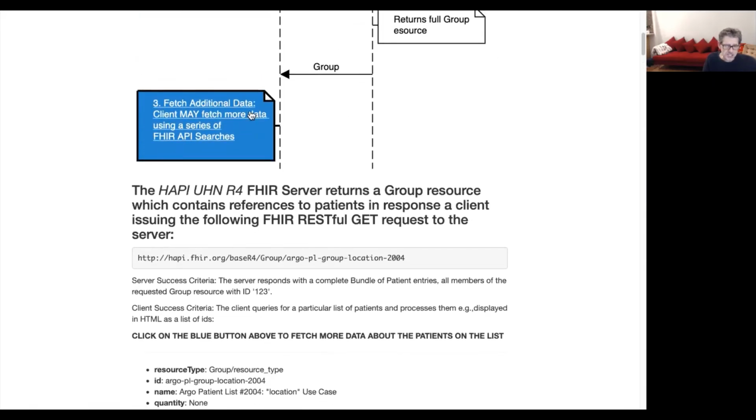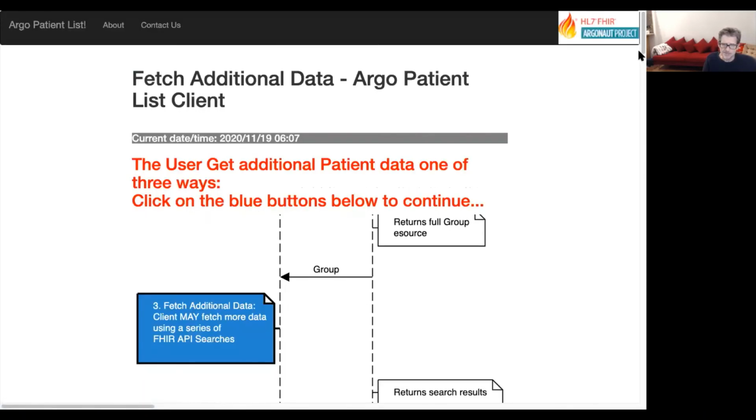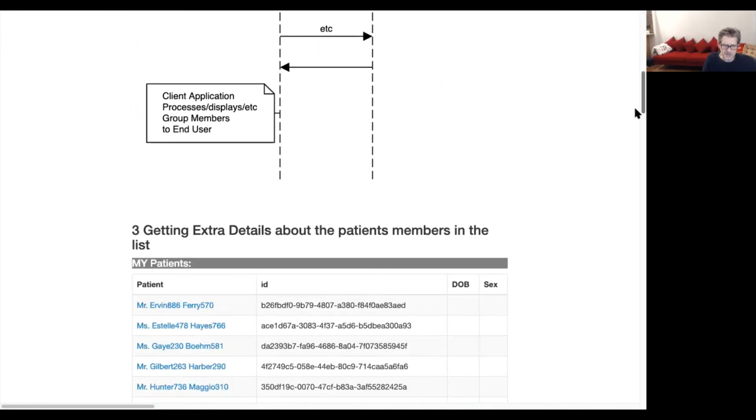So now we want to fetch additional data about this list. So I'm going to click on here. We're going to click on there. We're going to get the ability to fetch additional data.